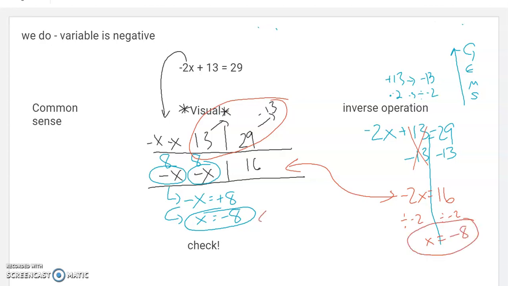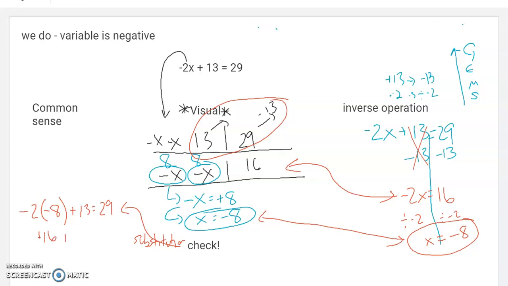Got it. And we match, always a good sign. Great reason to have 2 strategies. Let's check, just to be double sure that we're right. If we are, after we use substitution, we should get that negative 2 times our answer of negative 8 plus 13 should equal 29. Let's make sure it does. Negative 2 times negative 8 is positive 16, plus 13 is in fact 29. Check, smile. Way to go.